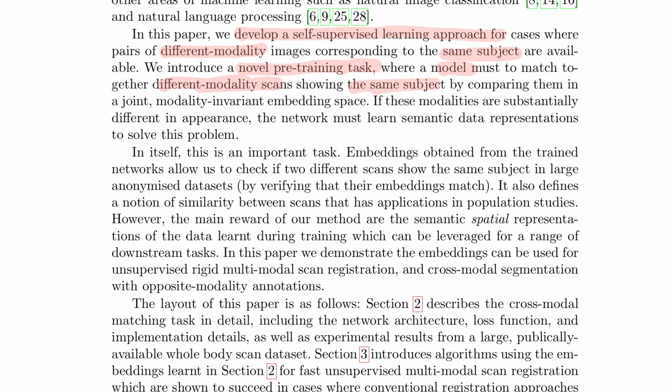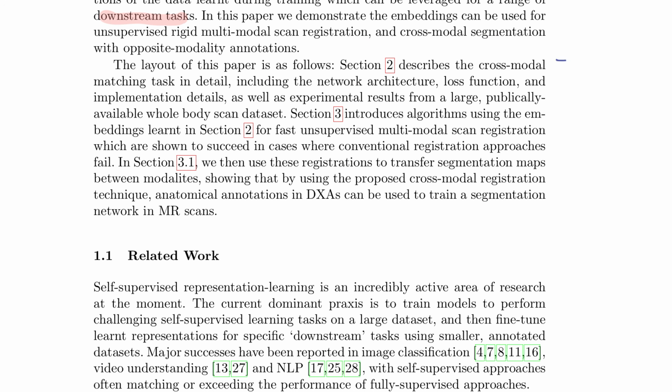Now, they mentioned that this pre-training task is very important because embeddings obtained from this trained network allow checking if two different scans show the same subject in large anonymized datasets. That is done by verifying that their embeddings are a good match. And it also helps define a notion of similarity between the scans. But they mentioned that this task on its own is not the focus of their study, but it is the semantic spatial representations that are useful for the downstream tasks. And they have brought the organization of the paper here.